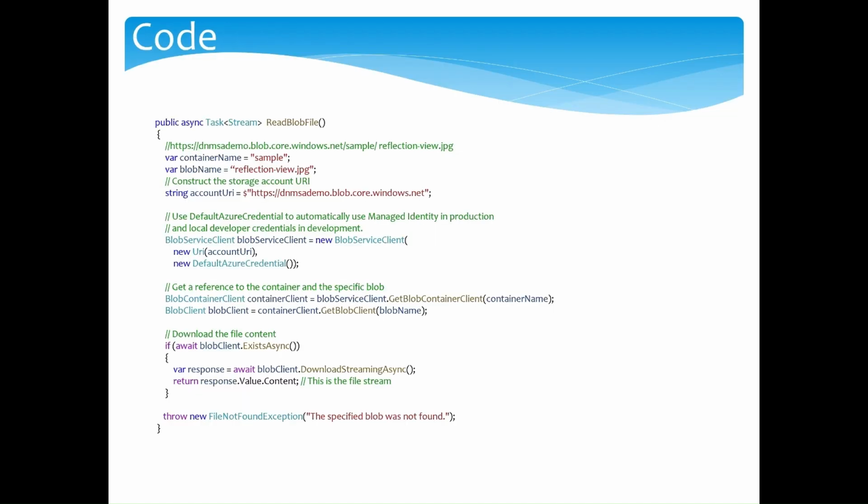Let's look at the code. We start by defining our container and blob names. We then use the default Azure credentials. This is powerful because it uses managed identity in production and your local developer credentials during development. We initialize the blob service client, get a reference to our blob, and call download streaming async to return the file stream. No connection strings are needed in this case.